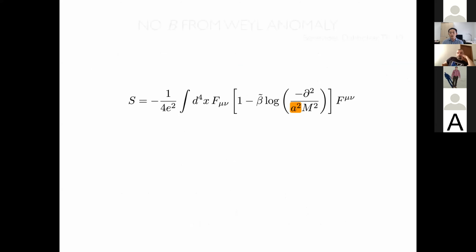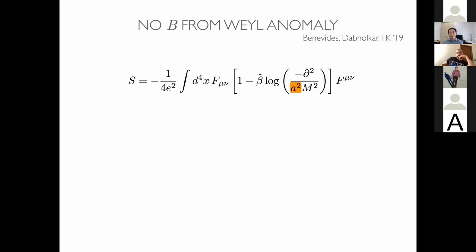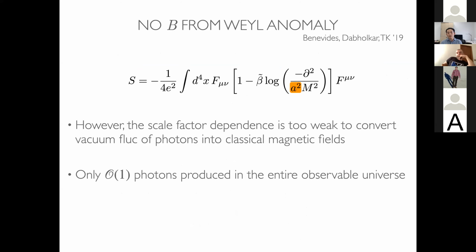So now that you have the quantum effective action, you can go on and compute whether this leads to any sort of magnetic field generation. But then what we found was that even though the photons do feel gravity at the quantum mechanical level, the way they feel gravity is just too weak, such that the quantum fluctuations of the photons never get converted into classical and coherent magnetic field in the sky.